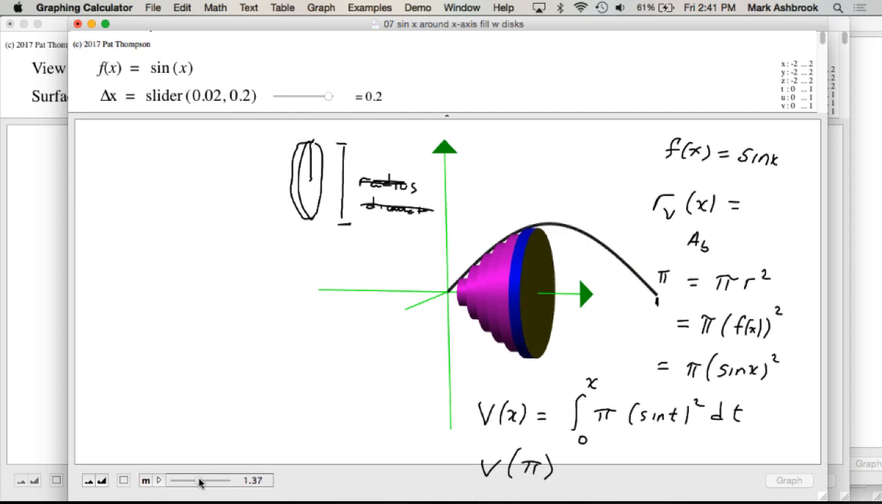Maybe that's about 1, so somewhere around here is x equals a half. If we want just that much volume up to x equals 1/2, then V of 1/2 will represent that, and then the GC can find it for us.